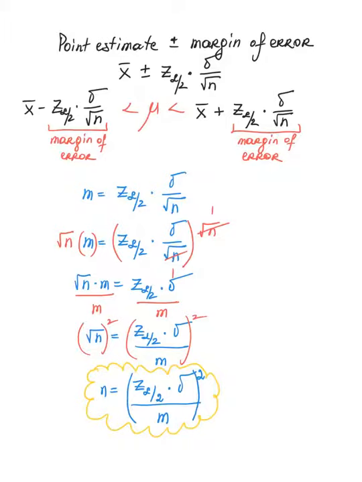Since I need to solve for n and not for square root of n, I need to remove the square root away from n somehow. To do that, I will square both sides of the equation. Square undoes the square root because these are inverse operators, and that leaves me with just n on the left-hand side and z sub alpha over 2 times sigma over m, all squared, on the right-hand side. Therefore, we derived our formula for the sample size n.